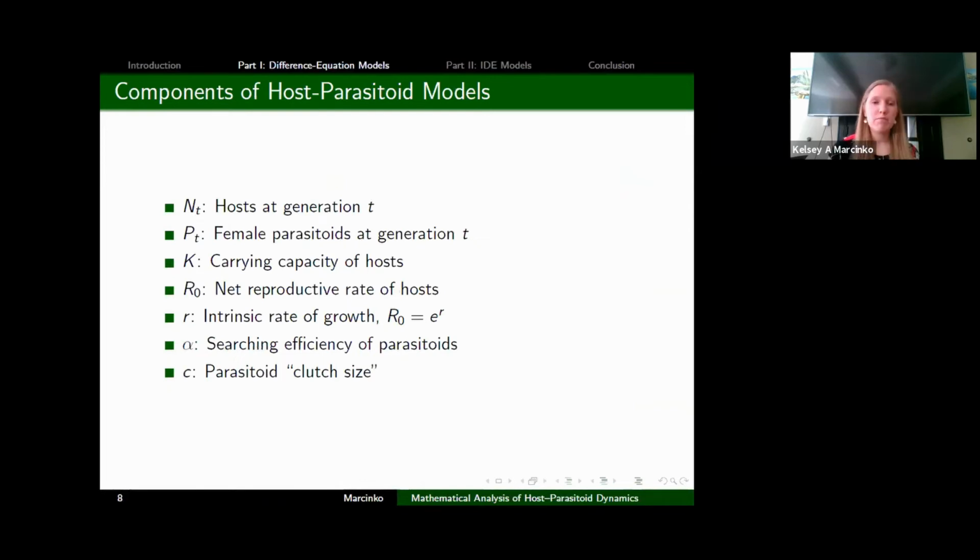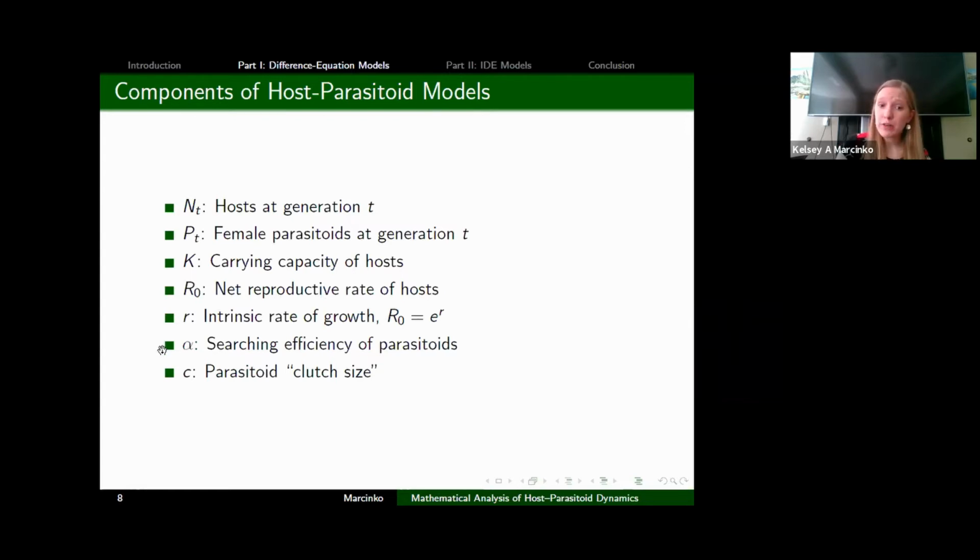So the components of the model that I have are the hosts at generation T, the female parasitoids at generation T. K is the carrying capacity of the hosts, the maximum value of hosts that you'd expect to see in the absence of the parasitoid. R0 is the net reproductive rate of hosts. Somewhat for historical reasons, some of the models actually use little r, which is the intrinsic rate of growth, but it's related to capital R. So you'll see both of those letters appearing today.